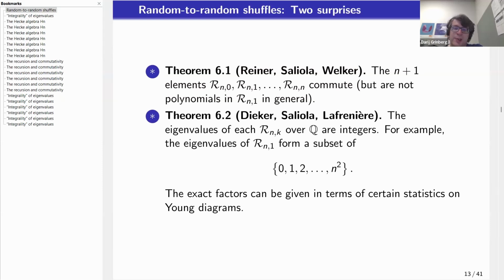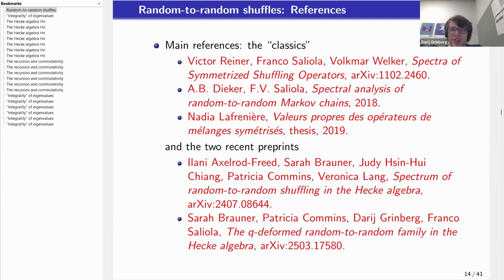The next mystery is that their eigenvalues are again integers. For example, if you look at the eigenvalues of R_{n,1}, they are integers between 0 and n squared. Not all of those numbers are taken, but all of the eigenvalues are in the set. So this was published in 2011, Memoirs of the AMS.